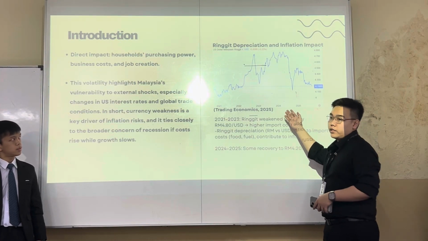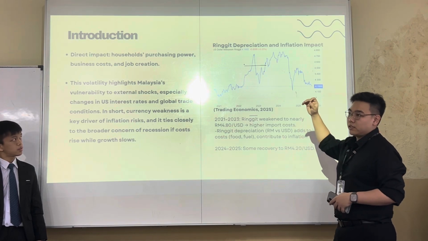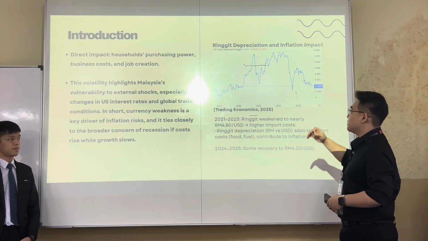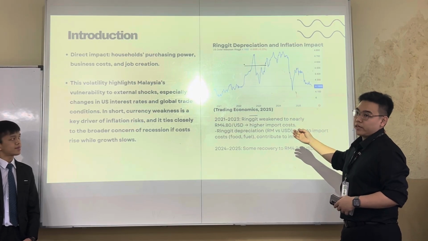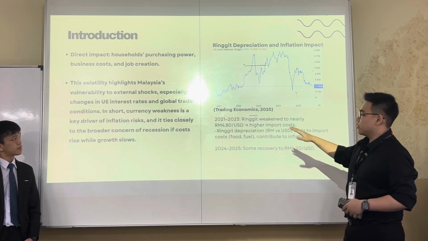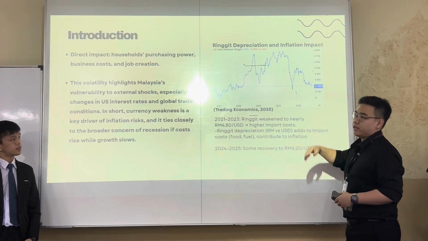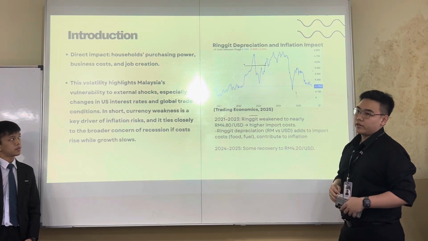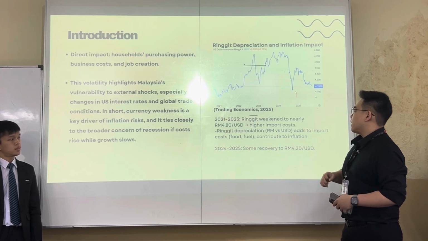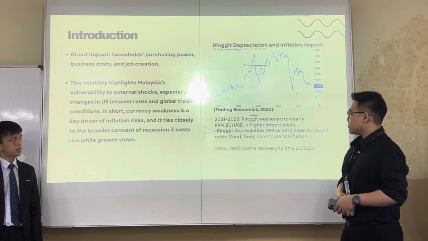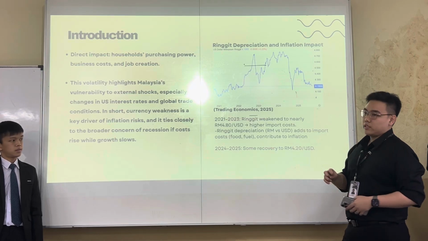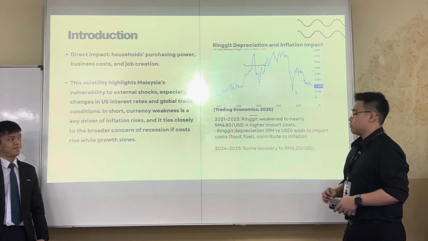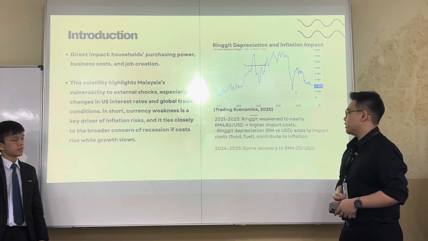So as you can see here, our graph shows the volatility of the US dollar exchange rate towards the ringgit Malaysia. From 2023, you can see the ringgit essentially weakened to nearly 4 ringgit 80 cents per US dollar. Higher import costs. So while the ringgit depreciates, it will add to importing costs and will contribute to inflation in the end.